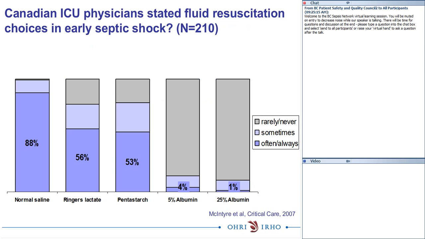But what do Canadian ICU docs say that they use for resuscitation in early septic shock? We conducted this survey a few years ago now, back in 2005 and 2006. It was several years ago now, I'm dating myself. And at that time, when we asked docs about what their favorite fluids were, when we asked about the crystalloid fluid, both normal saline and Ringer's lactate were used often or always the most, 88% and 56% specifically. Asked about the colloid use, the dominant colloid for early septic shock resuscitation at that time was the colloid pentastarch, with very little albumin being used in that context.